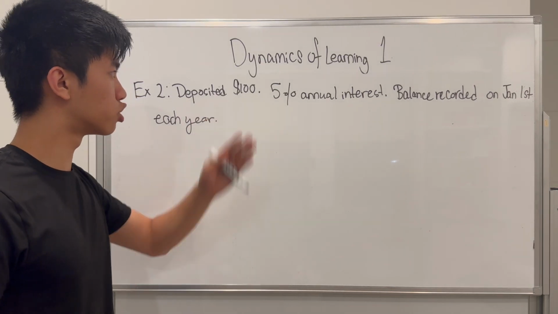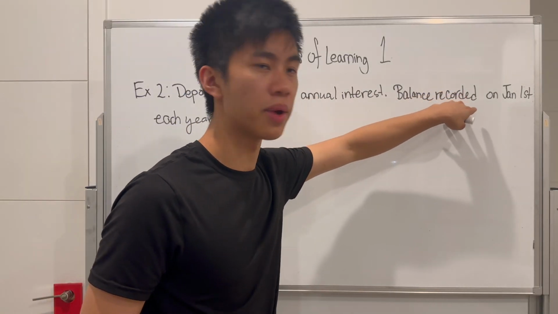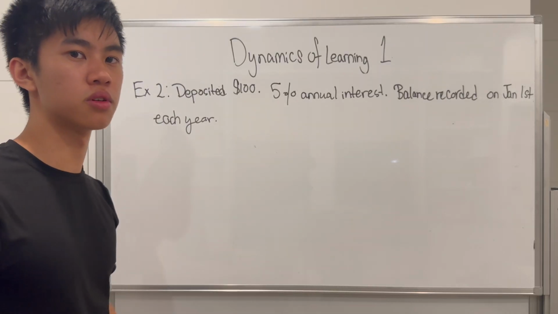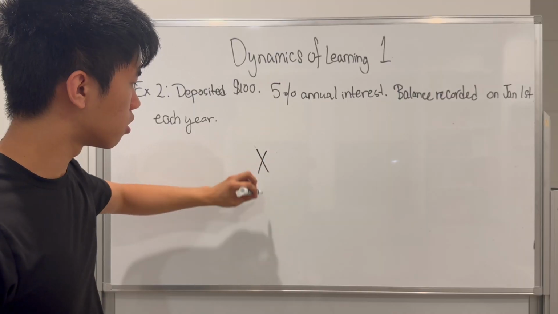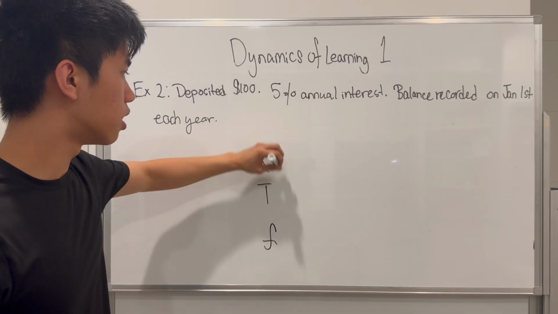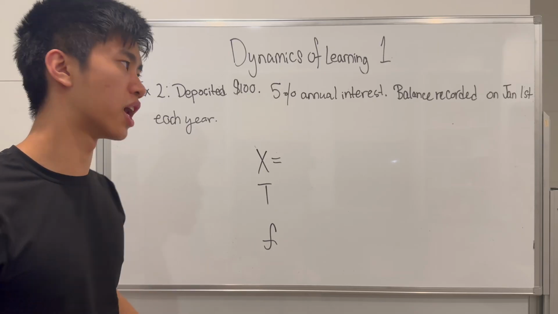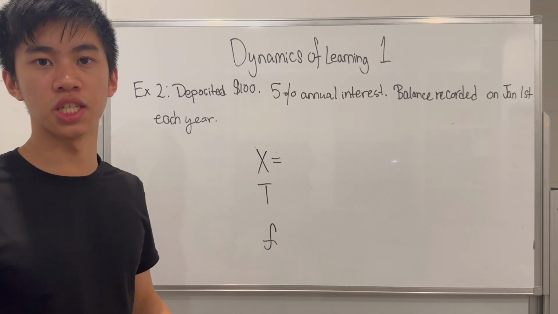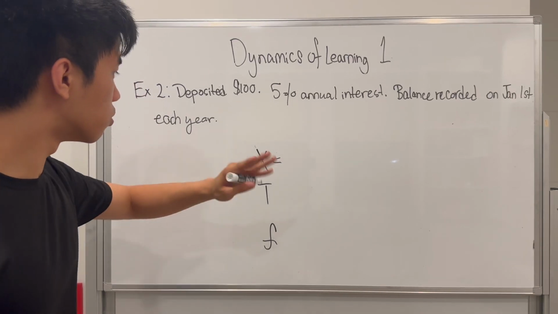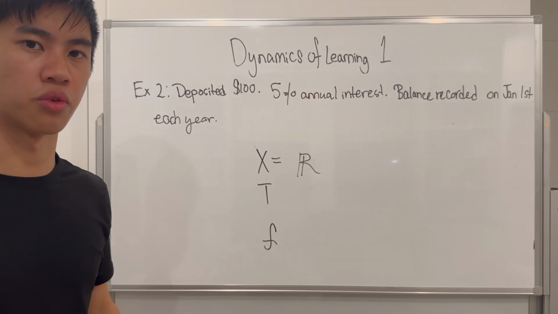Suppose that I deposit $100 into the bank. There's a 5% annual interest policy, and we are recording the balance on January 1st of each year. What is the dynamical system? Well, we need to define the state space, the time set, and the evolution operator. So the state space is pretty obvious because you can have any real number amount of dollars in the bank. You could have $1,000, you could be 5,023 cents in debt, so that's negative 5,023 cents. Then our state space is just R, the real number line.